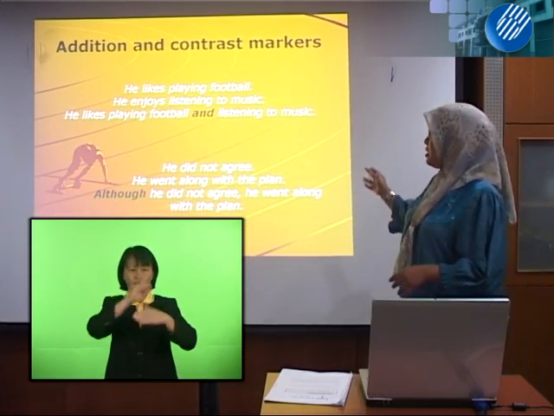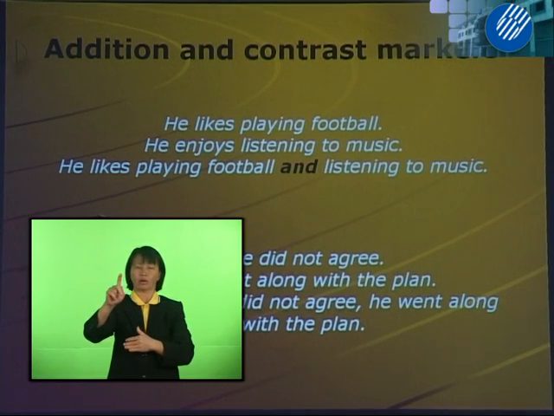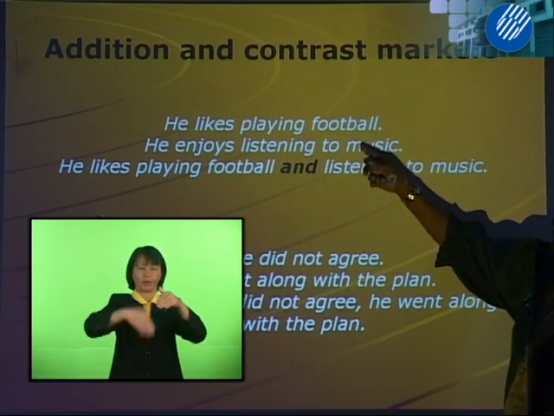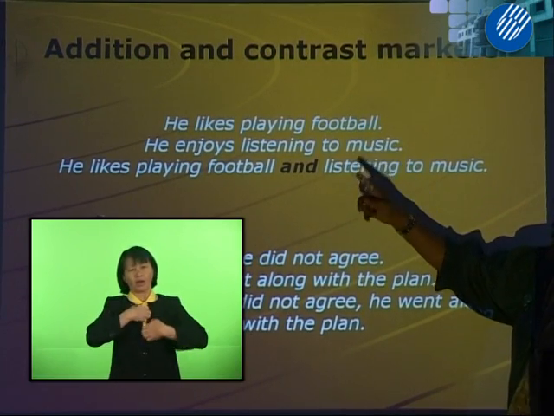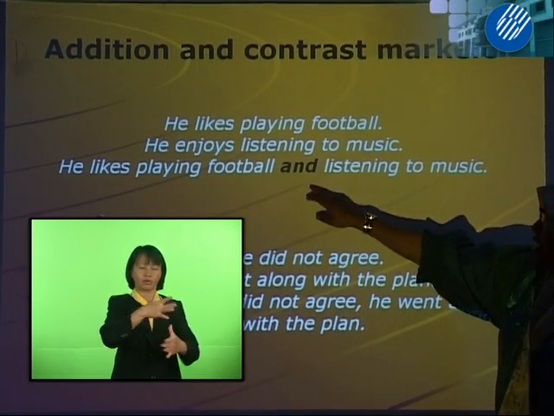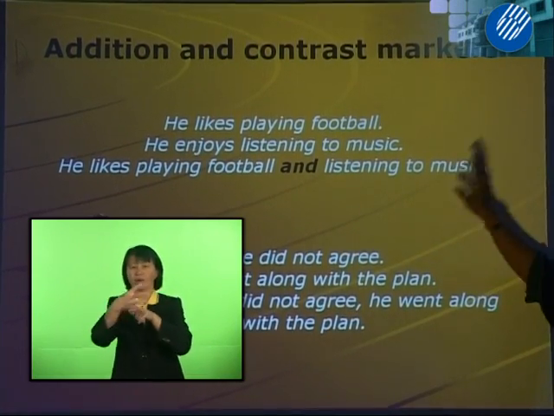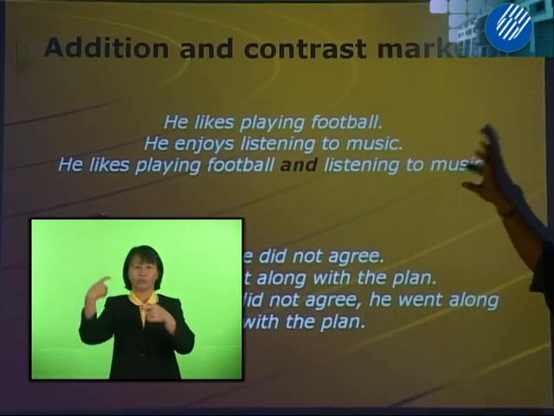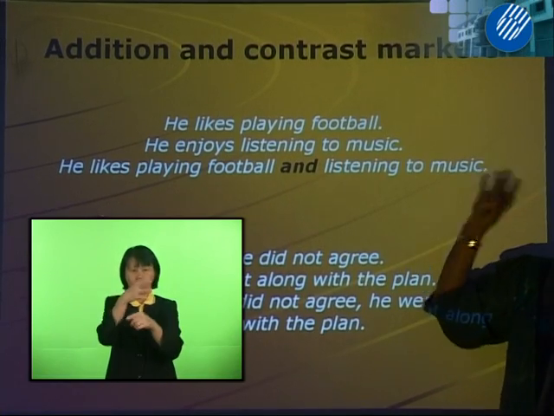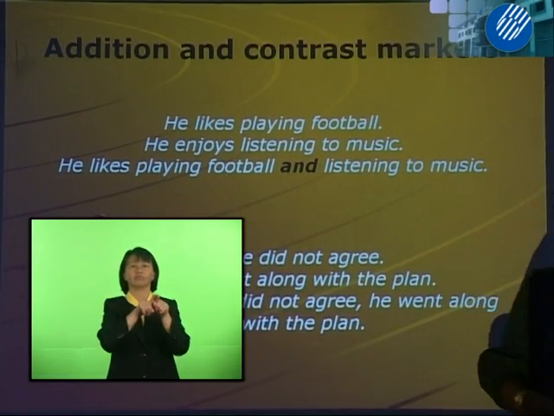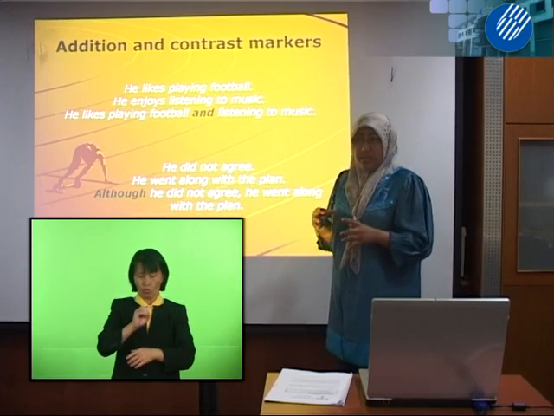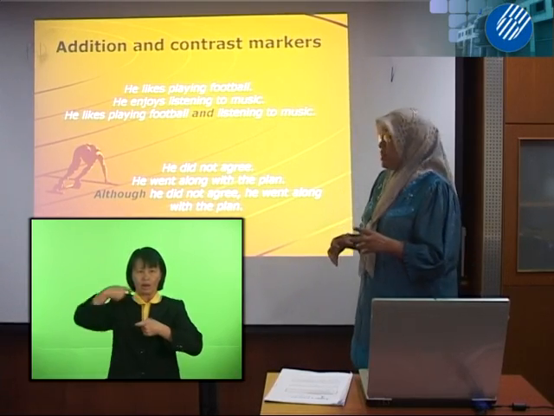Addition and contrast markers. Okay, for example, addition markers. He likes playing football. He enjoys listening to music. So he likes playing football and listening to music. So addition markers here connect two sentences which are in agreement with each other or support a point. However, contrast markers link sentences which are not in agreement with each other.